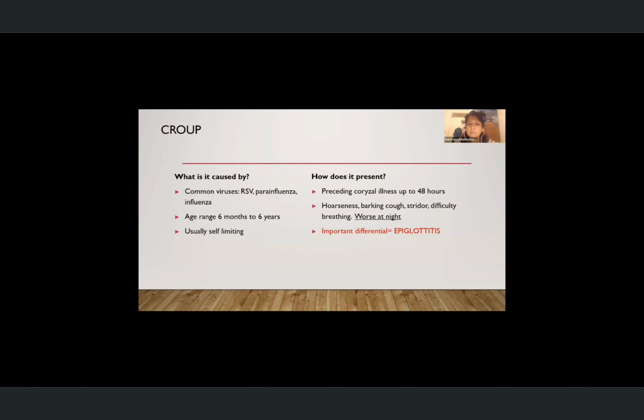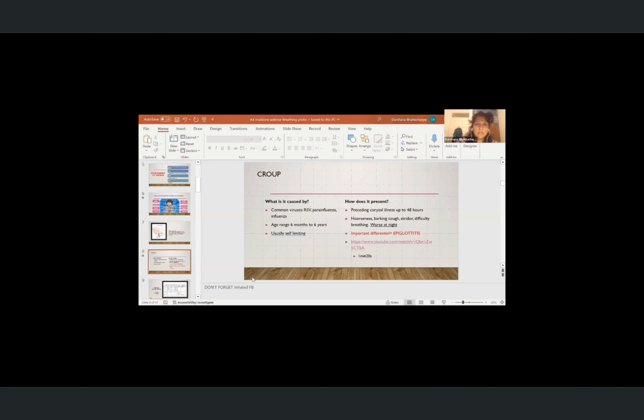Another differential, which I haven't put there, again, will be led by the history, is aspiration of a foreign body, particularly in young toddlers. So again, think of that if there's a sudden onset of stridor and difficulty breathing. I want to show you a little video of what croup looks and sounds like. So please bear with me while I do some other screen sharing.